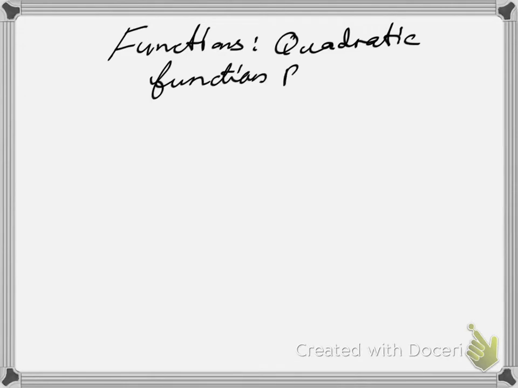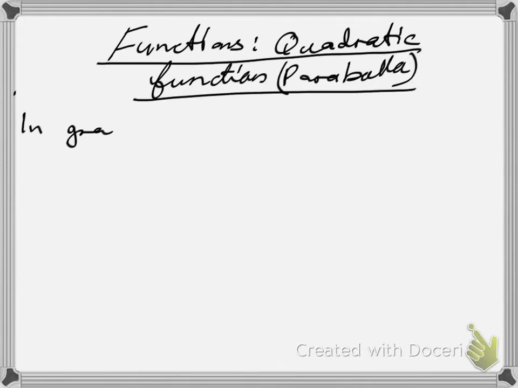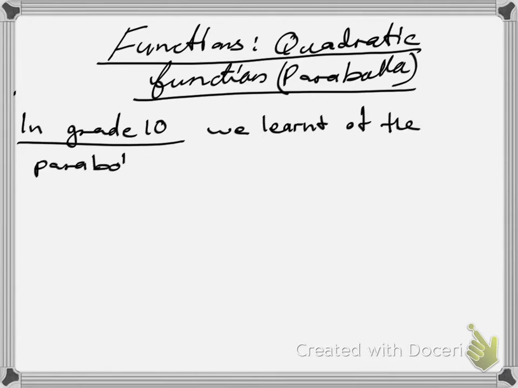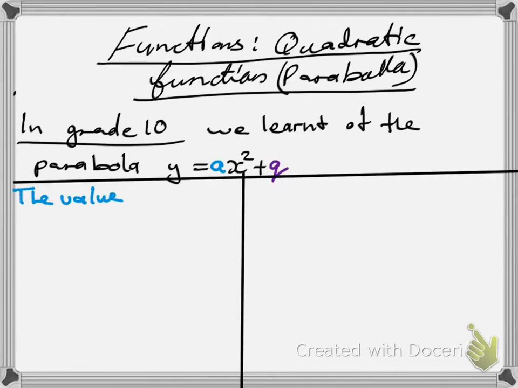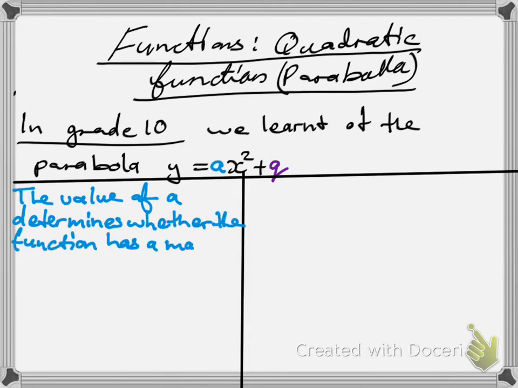Right? Grade 11s, we are going to do functions, and in this lesson we are going to be looking at the quadratic function or the parabola. So at grade 10 you worked with the function y equals ax squared plus q. These parameters a and q had certain effects on the graph. The value of a determined whether the function had a maximum point or a minimum point.